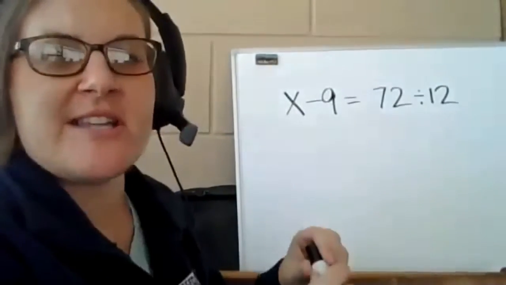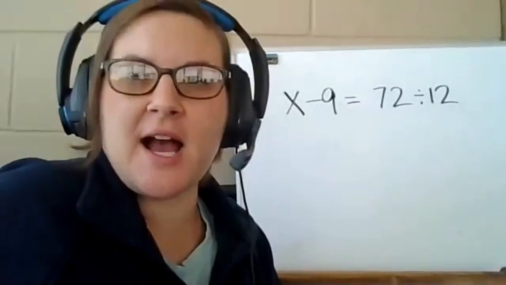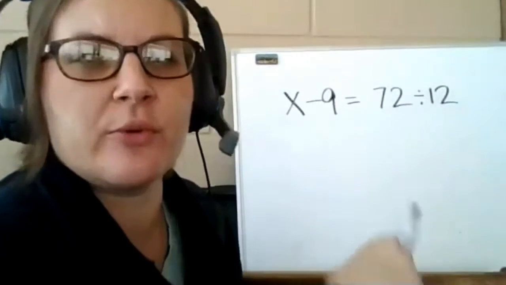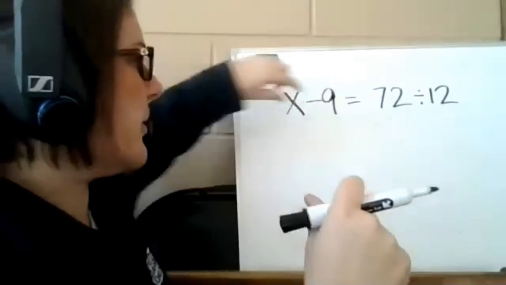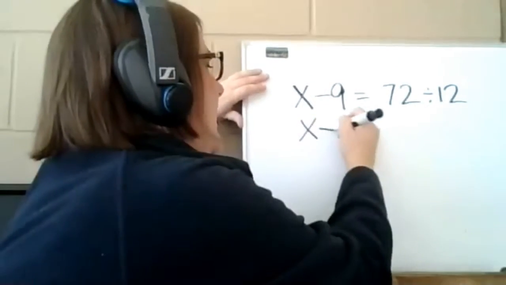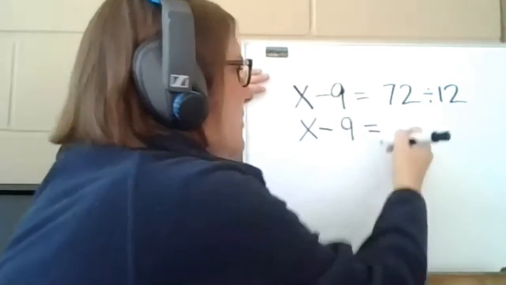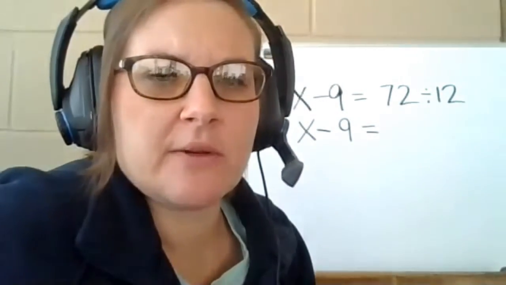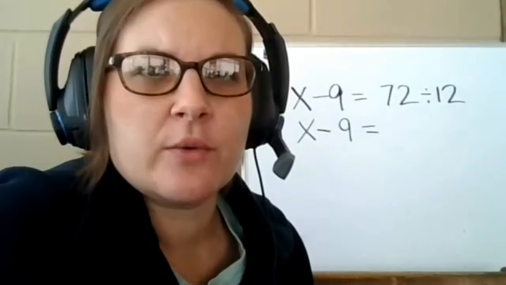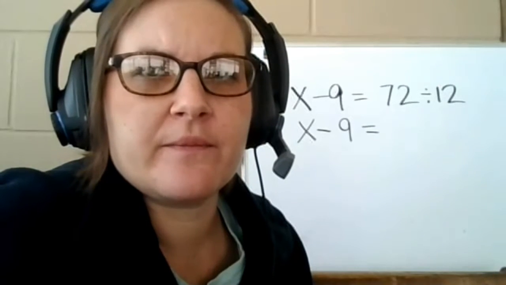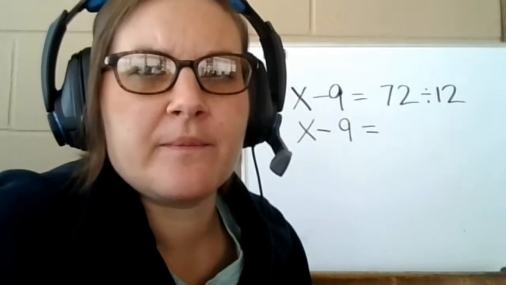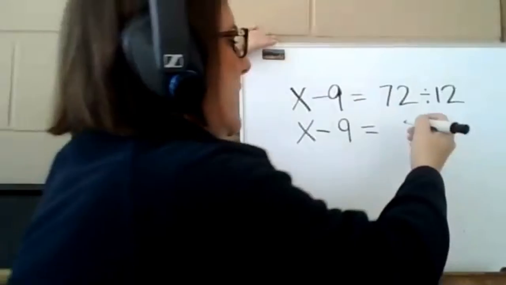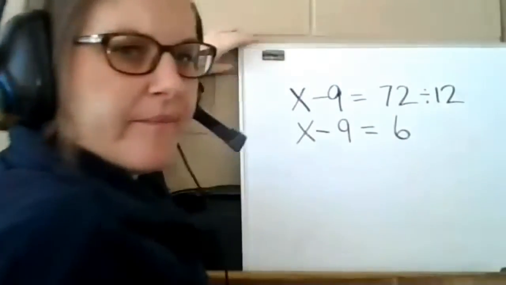So this is not in your book. This is not in your book, okay? I'm just doing example 1 first, and then we'll do one in our book, okay? So we're going to do x minus 9 equals, what's 72 divided by 12? Can somebody raise your hand and tell me? What's 72 divided by 12? Gabby? 6. Okay, all right, so I'm going to put 6 right here.